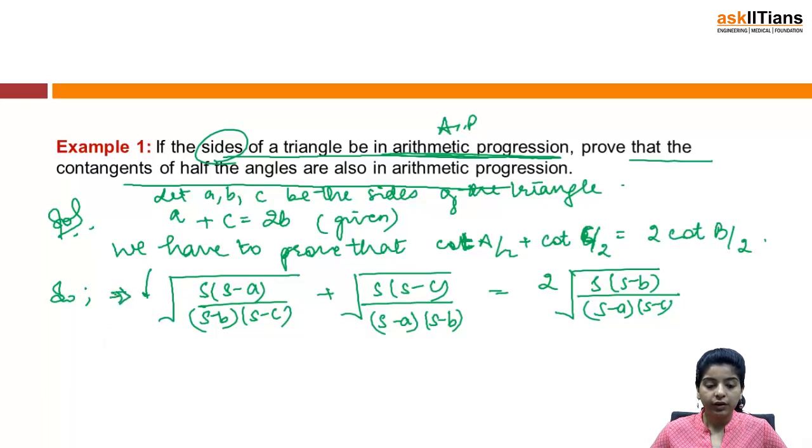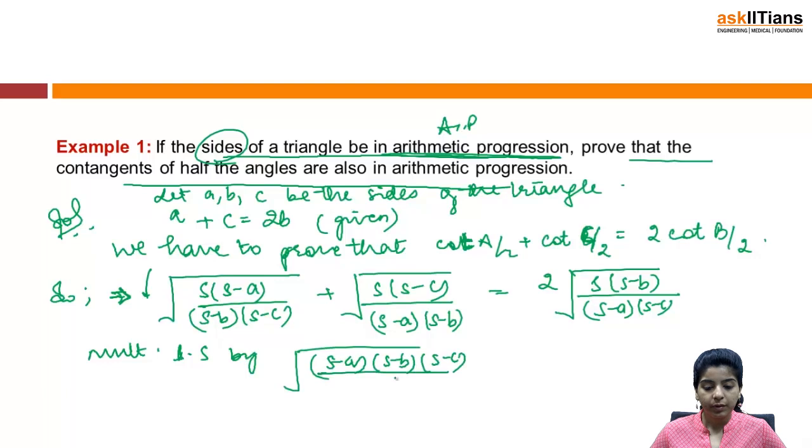We are proceeding from that side, that is, what we are required to prove. So now what we can do is multiply both sides by (s minus a)(s minus b)(s minus c) by s. We get, now once I multiply, this s gets cancelled and I have s minus a.